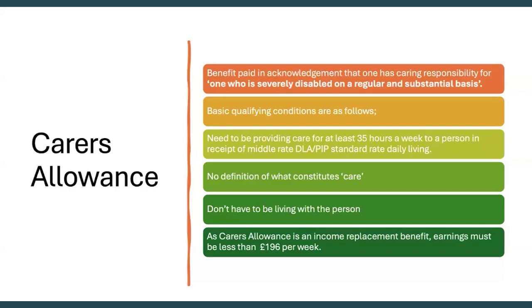So somebody needs to be providing care for at least 35 hours a week for somebody in receipt of one of those disability benefits. There's no real definition of what care means. So care could mean providing physical care day to day with each of the activities that the disability claim convention looks at, or it could be speaking to somebody for perhaps 2 hours on a daily basis over the phone, making sure that they're okay. So care is very much open to interpretation.